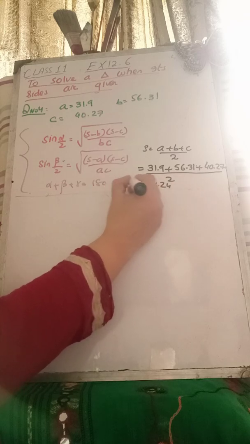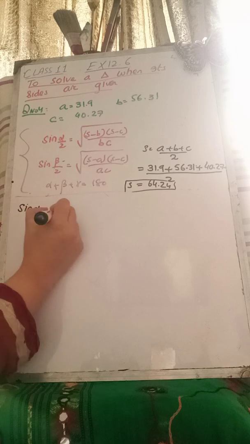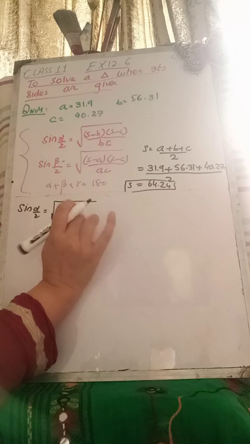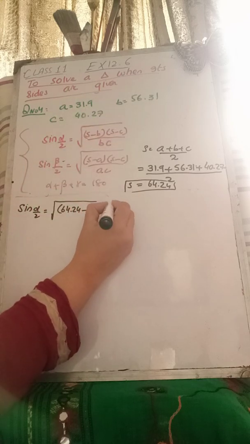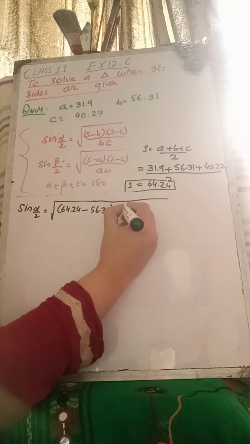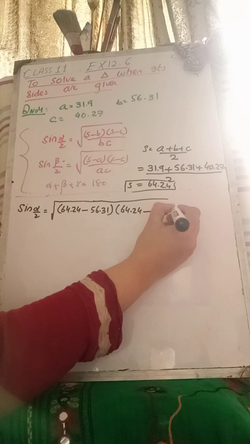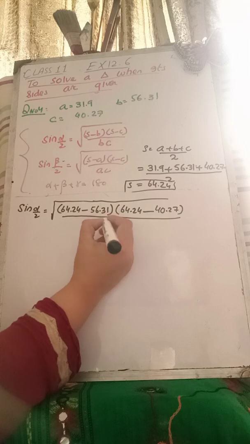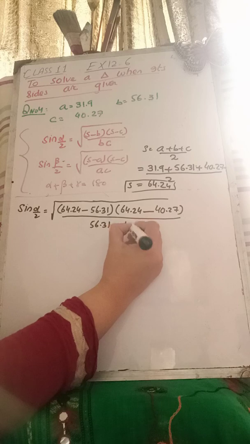64.24 is S. I'm going to use this, and in the first formula sine alpha by 2 will be equal to 64.24, this is S. S minus B is 56.31 and S minus C is 40.27 over BC, which will be 56.31 into 40.27.